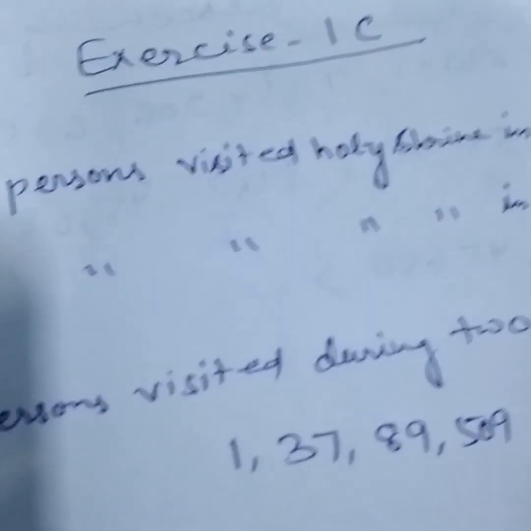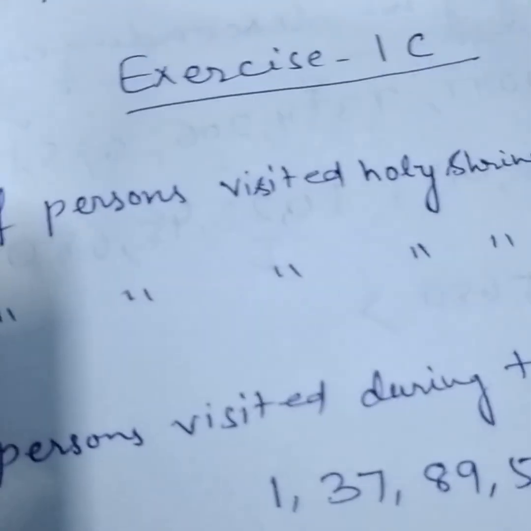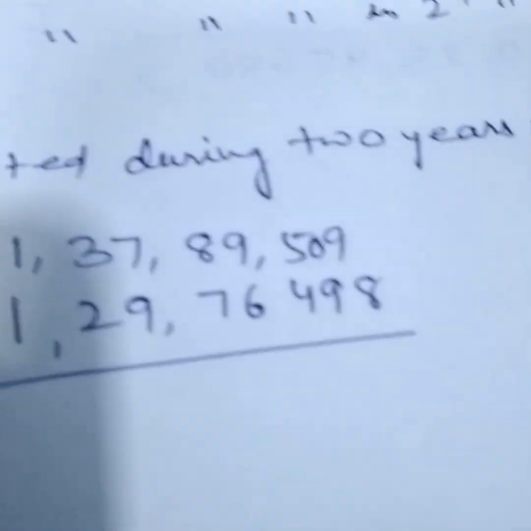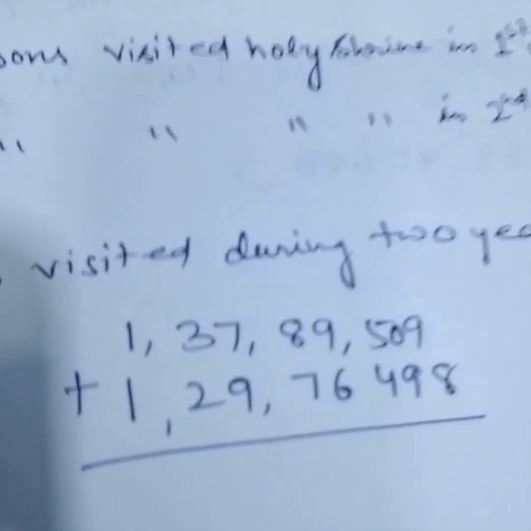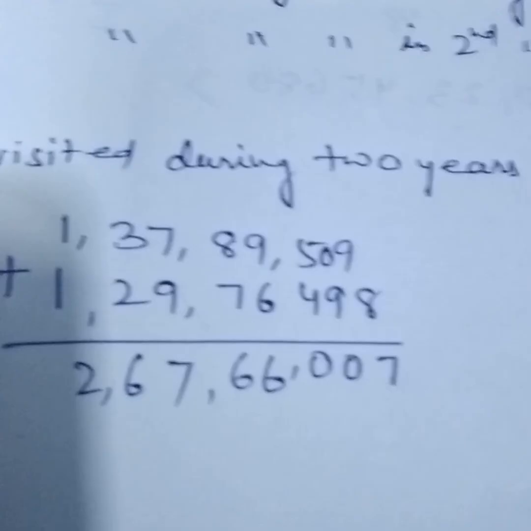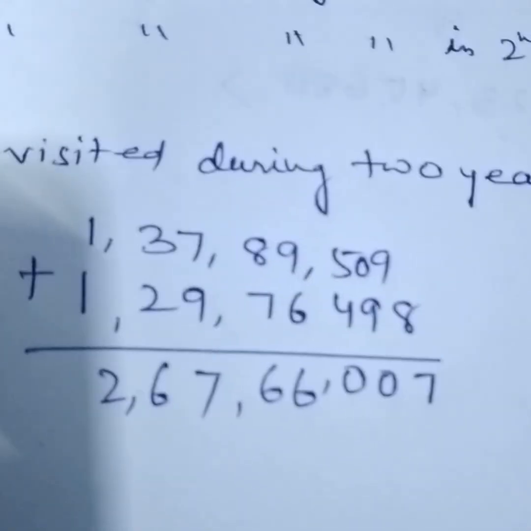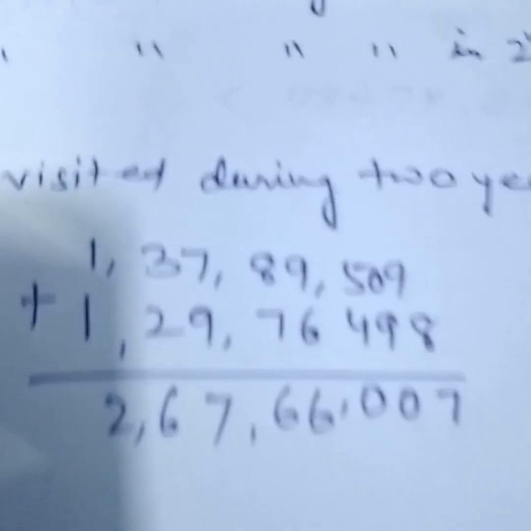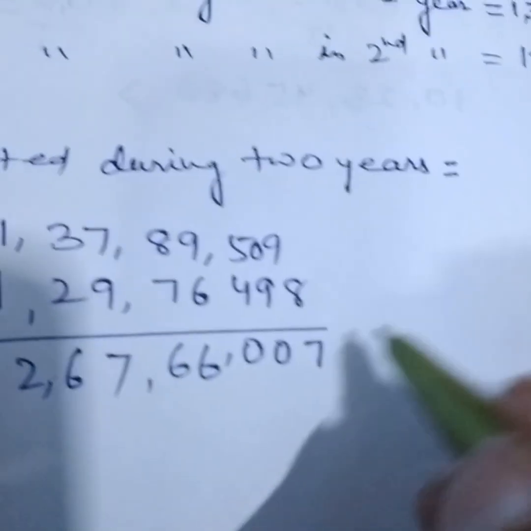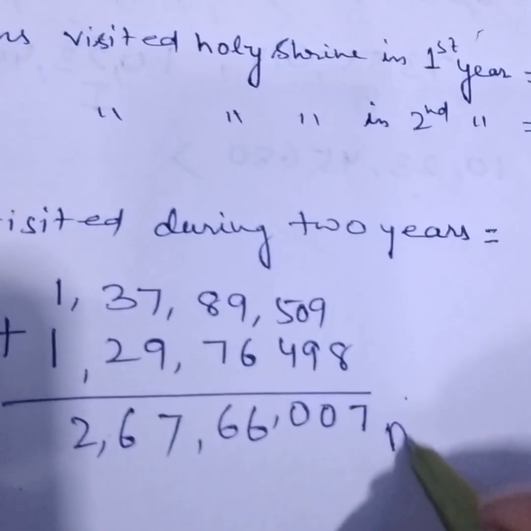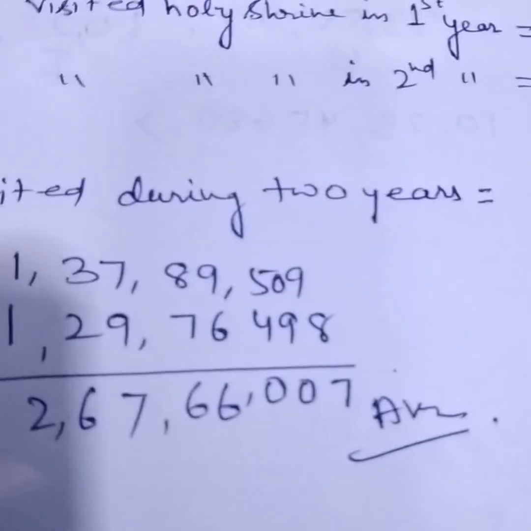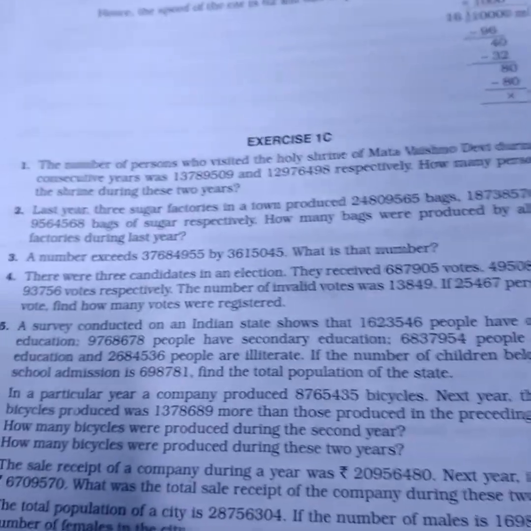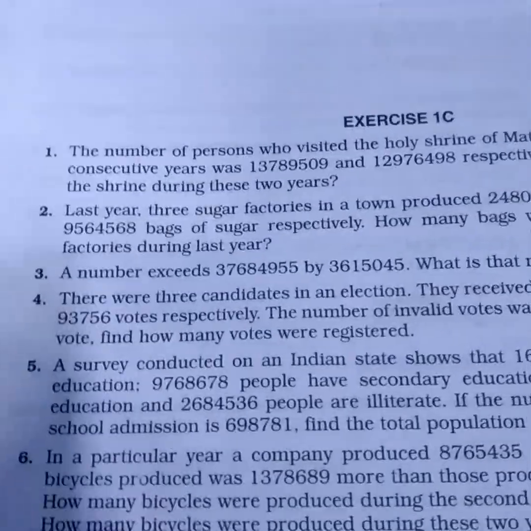1,37,89,509 plus 1,29,76,498. Now I am going to add these two numbers. After addition, it is 2,67,66,007 persons visited Ma Vaishno Devi Shrine Board. This is the answer. Now I am going to discuss question number 3.